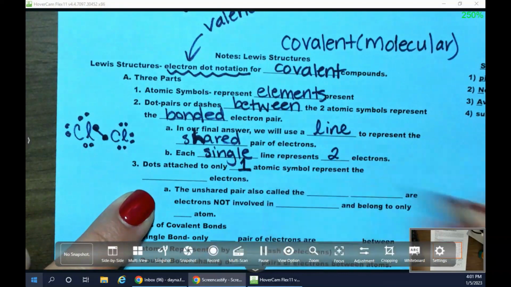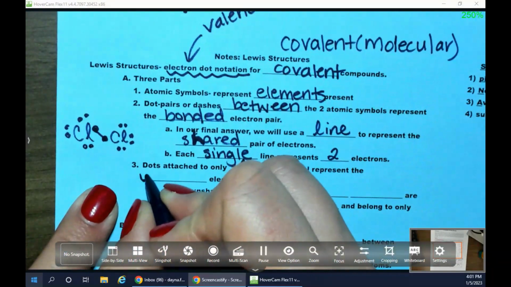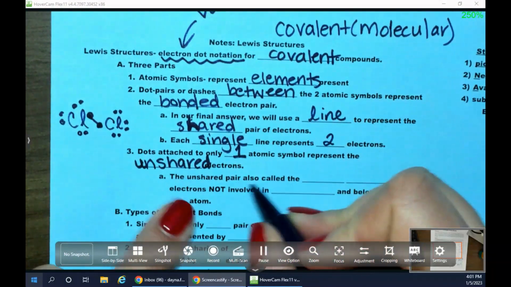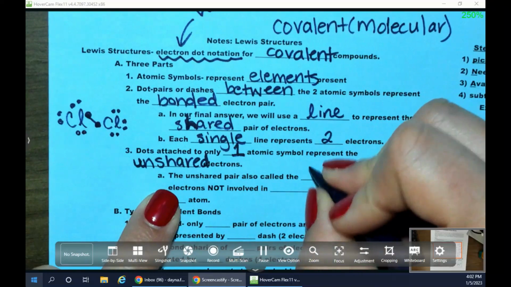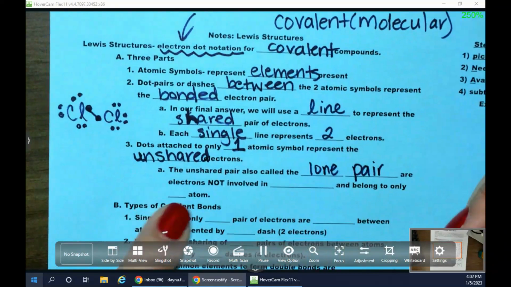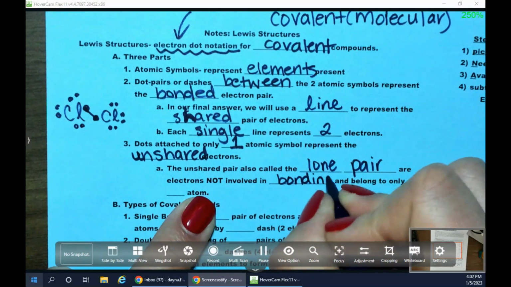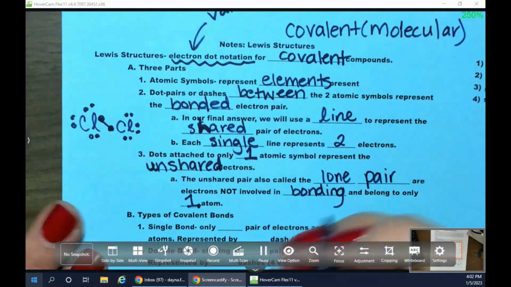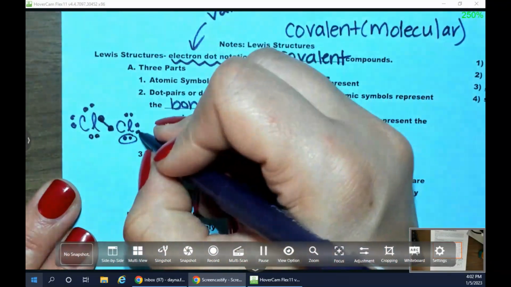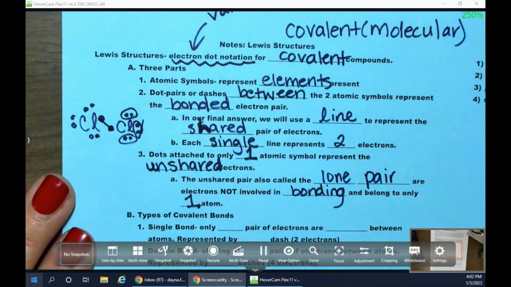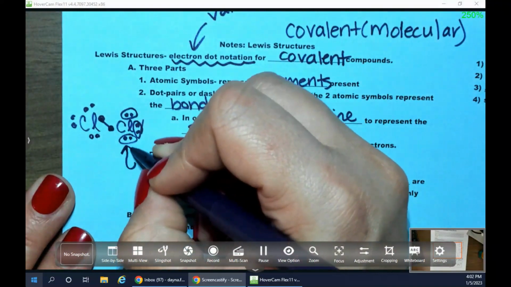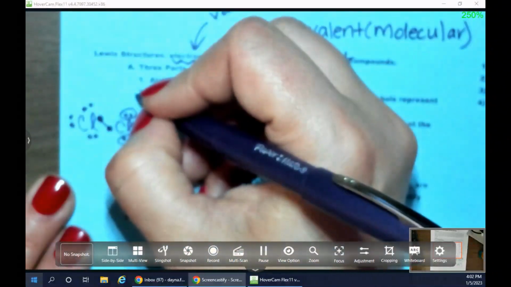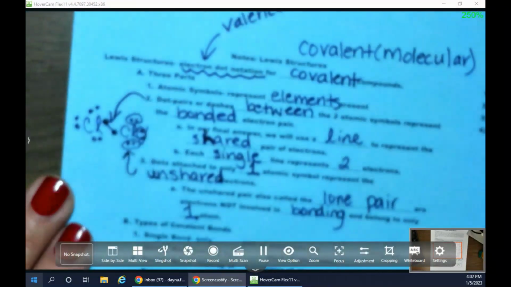Dots that are only attached to one of your symbols are going to represent unshared electrons. Okay, unshared electrons. Your unshared pair is also called the lone pair. They are electrons not involved in bonding and belong only to one atom. Okay, so an unshared or lone pair are the ones that we drew initially with our Lewis dot diagram, right? Just draw yourself a little arrow pointing out that that's the unshared pair. The shared one, or the bond, was represented by a line in between the two. Okay?